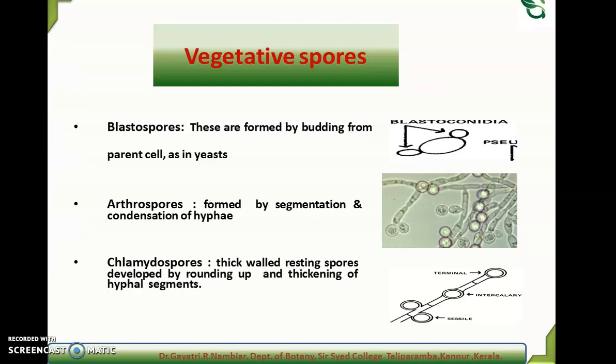Blastospores are formed by budding from the parent cell, as in the case of yeast. So here budding will occur. The parent cell produces one or more bud-like protuberances which detach from the parent cell and grow into a new individual. Such reproduction is very common in budding yeast or Saccharomyces, where a chain of buds may be produced, forming pseudomycelium. So this is the picture of blastoconidia. They are mainly produced in the case of yeast.